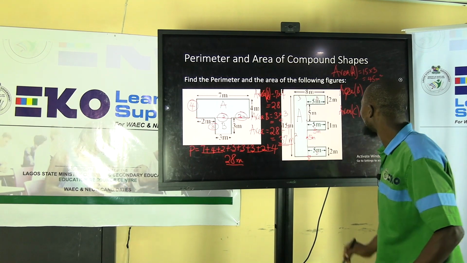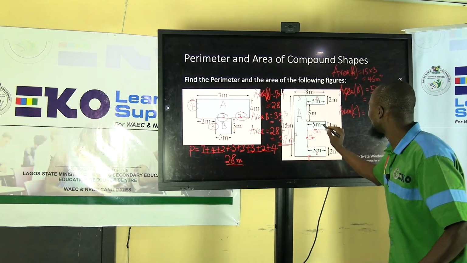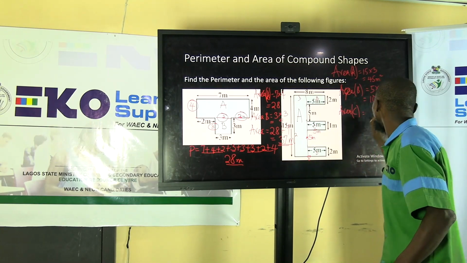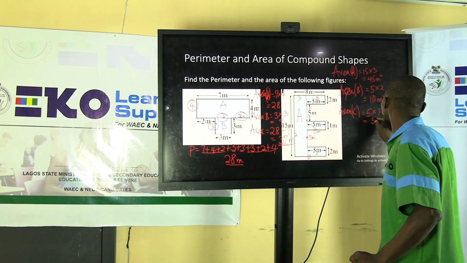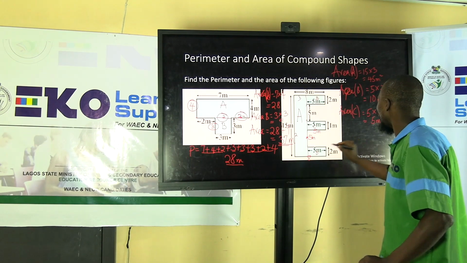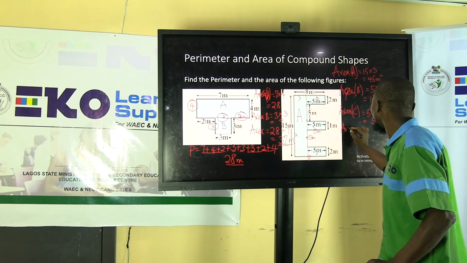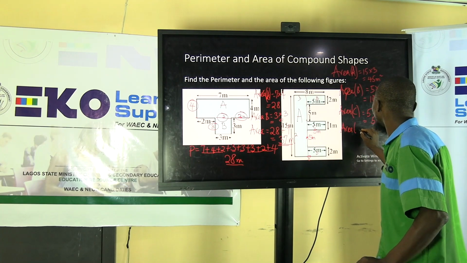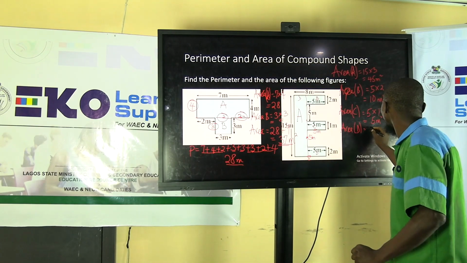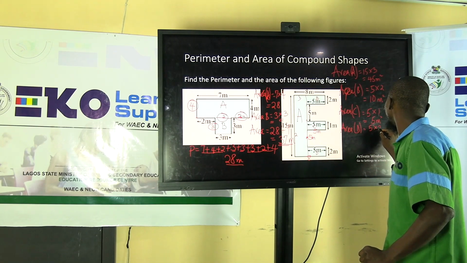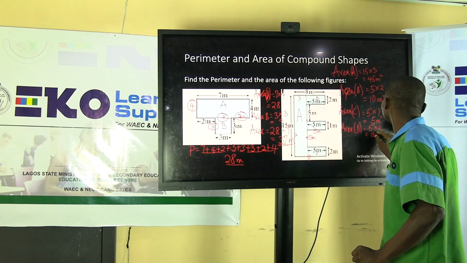Area C, which is this. It is also what? 5 by 1. 5 meter by 1 meter. And that is 5 meters squared. And lastly, area D. Area D is what? 5 meter by 2 meter. That's what? 10 meters squared.